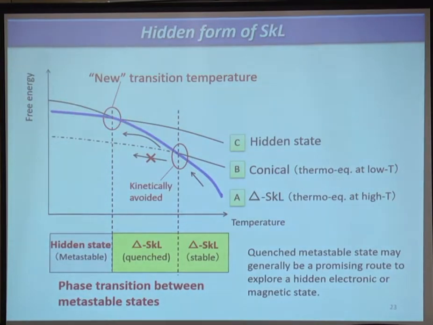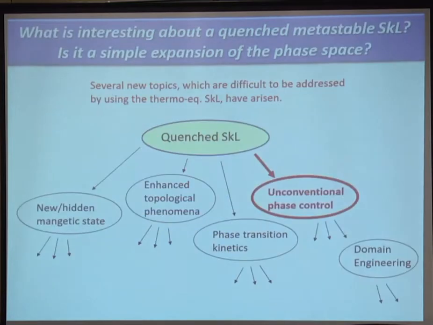So then there might be a chance to undergo another phase transition as long as the hidden state has lower free energy at low temperature. As seen in this example, a quenched metastable state may generally be a promising route to explore a hidden electronic or magnetic state. This is also the main subject in the field of photo-induced phase change.